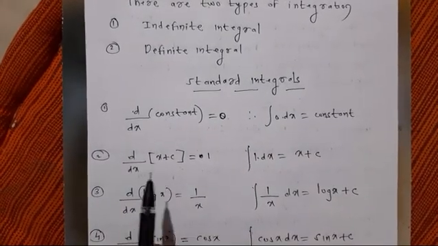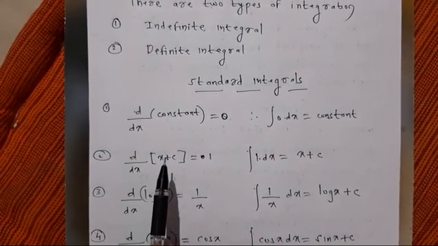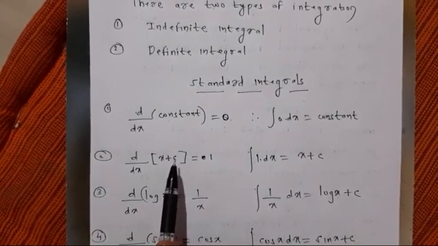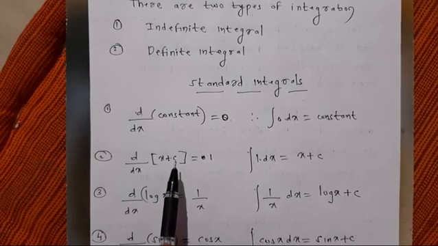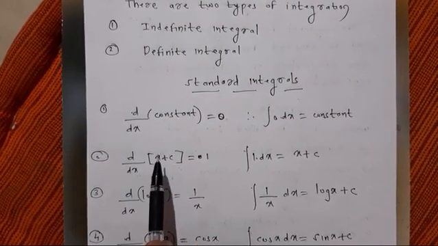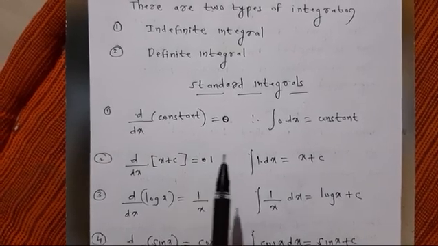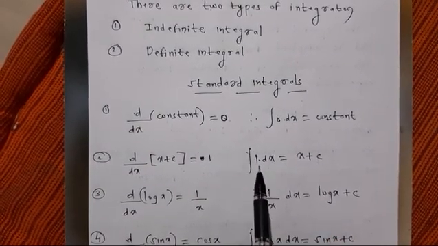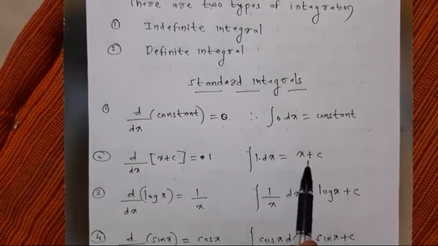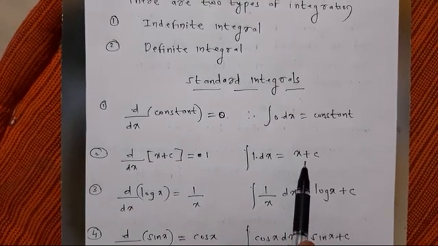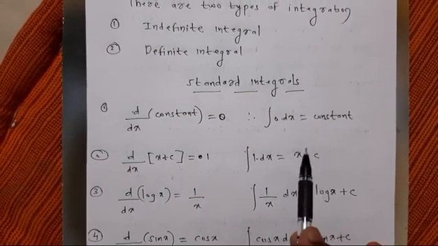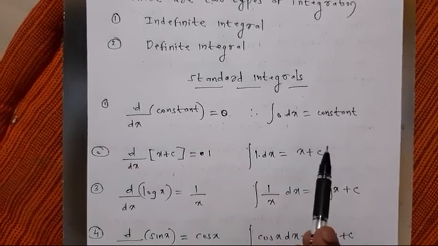We will see one more formula. Derivative of x plus c. No need to write this c, because the derivative of a constant is 0; c indicates a constant. Derivative of x is 1. Integration of this 1 with respect to x is x. Already I have told you we are discussing indefinite integral, so I will add the integration constant plus c.